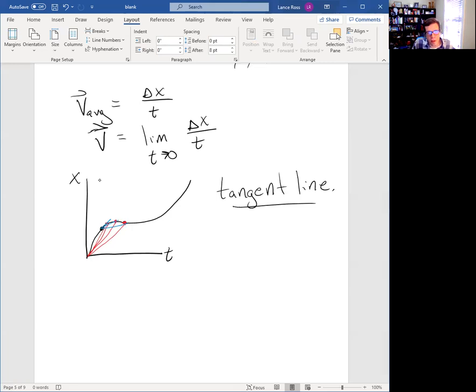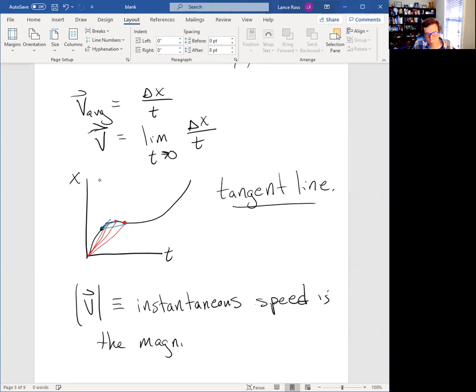Anything else I want to say about the instantaneous value here? I guess for the instantaneous speed, it's just the absolute value or the magnitude of the velocity. Magnitude of the instantaneous velocity. That should cover everything for sections 2.1 and 2.2.